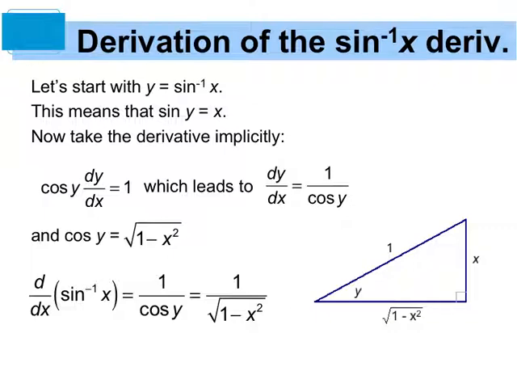Cosine of y doesn't do any good to help me, so I fall back on the triangle and say, okay, wait a second. If we know the cosine of y, that's this. So plug and chug in for cosine of y, and we get that. That's in terms of x. What if it's in terms of u? If it's in terms of u, then you just stick a u prime up on top. Okay, the chain rule.